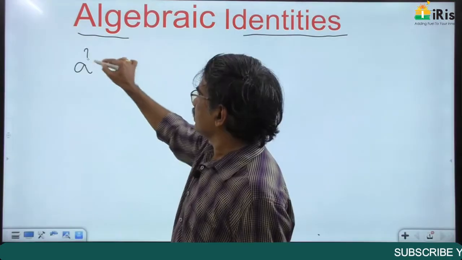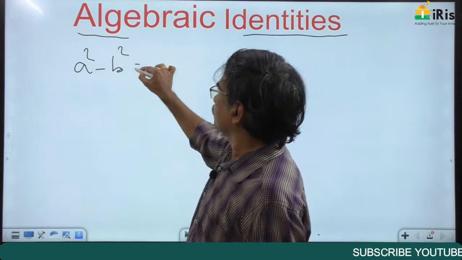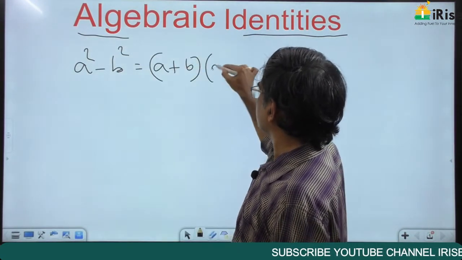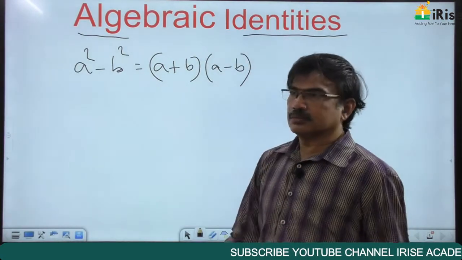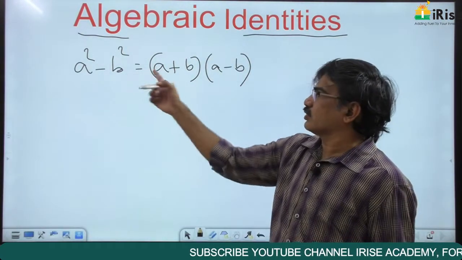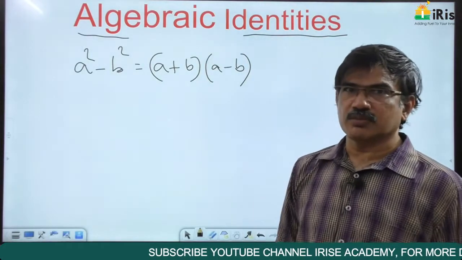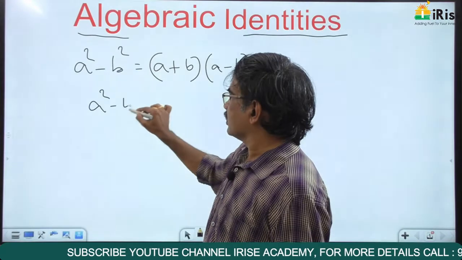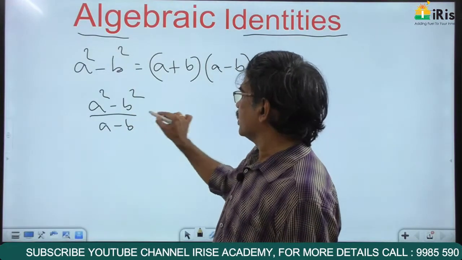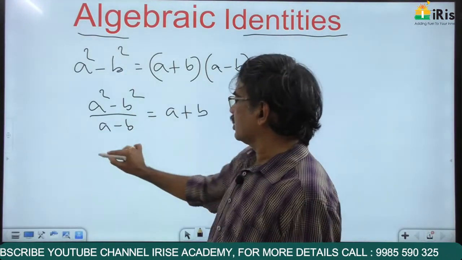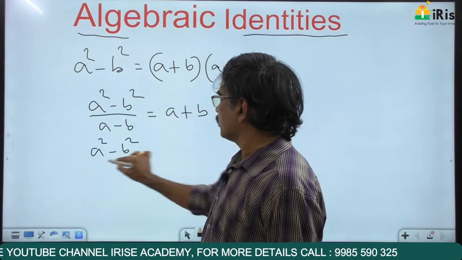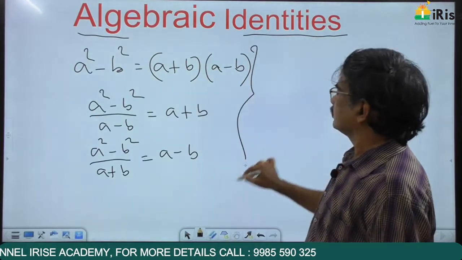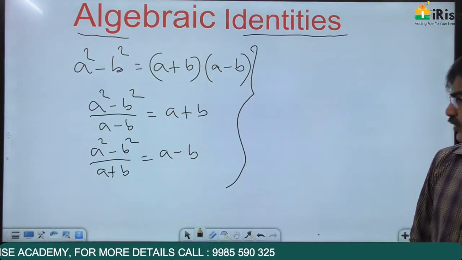Next one, what is a square minus b square? This is nothing but a plus b into a minus b. See the identity, a square minus b square is equal to a plus b into a minus b. From this we can write this as a square minus b square by a minus b is equal to a plus b. Similarly, a square minus b square by a plus b is equal to a minus b. 3 more formulae.